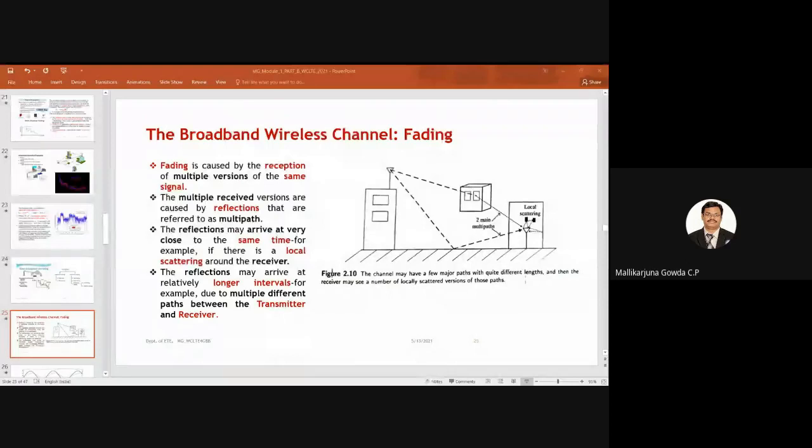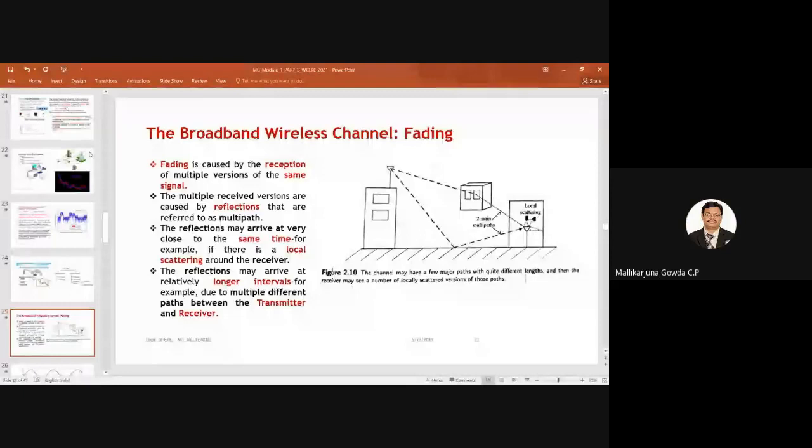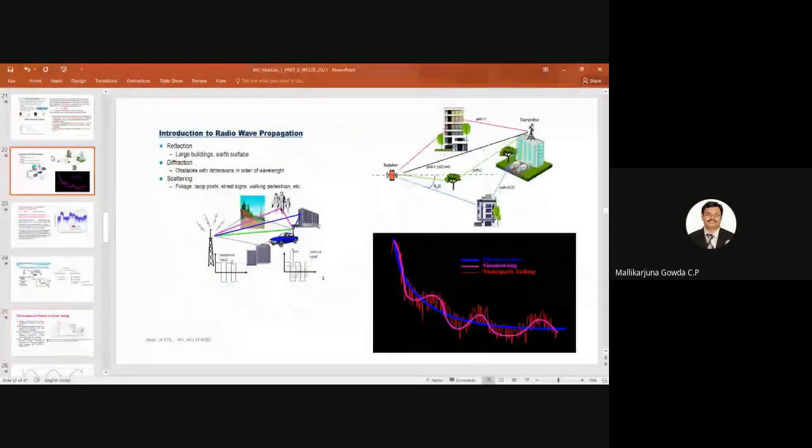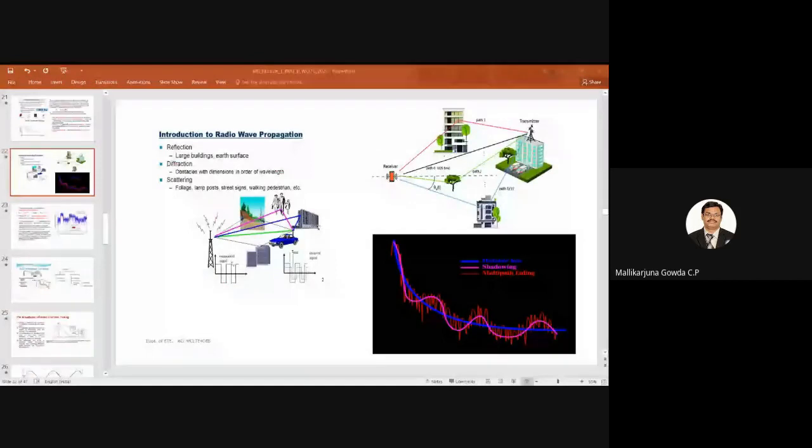I think I should go back to that slide. So the same signal arrives multiple times, maybe due to multiple paths. That may be due to reflection, scattering. I hope you all understand this picture.